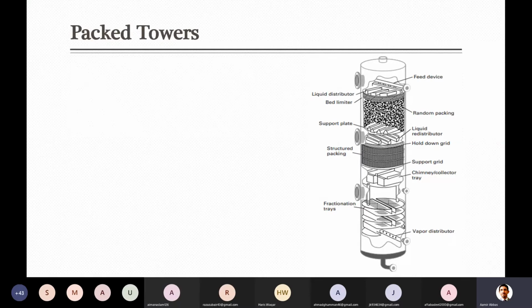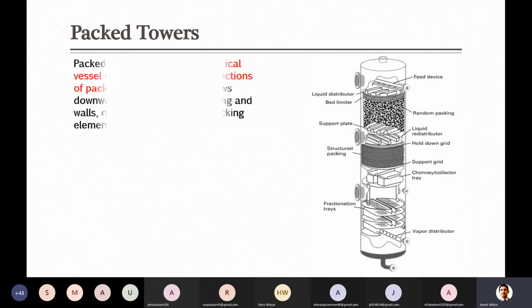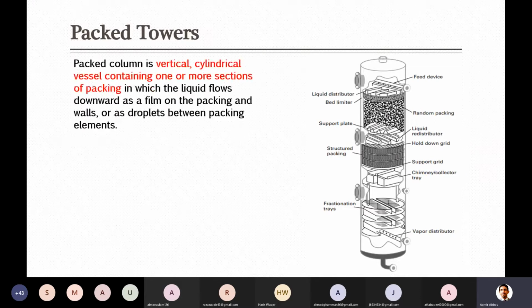So, packed tower. Yesterday we studied the tray tower. In those tray or plate towers, which mean the same thing, trays or plates are used in the tower, but here in these towers there will be some packing. Inside these columns they have the same assembly: they are vertical cylindrical towers, actually a vessel in which you fill various packing.